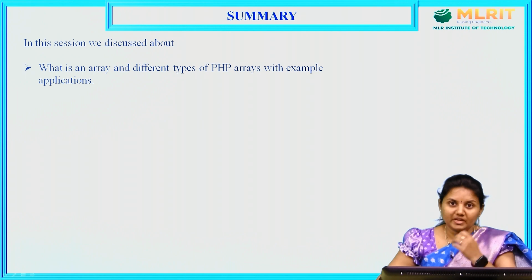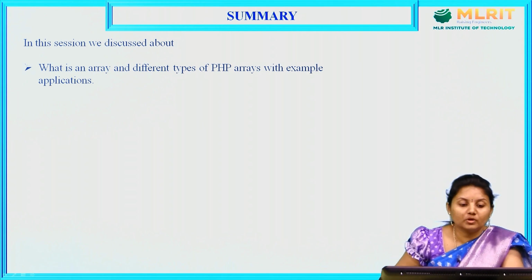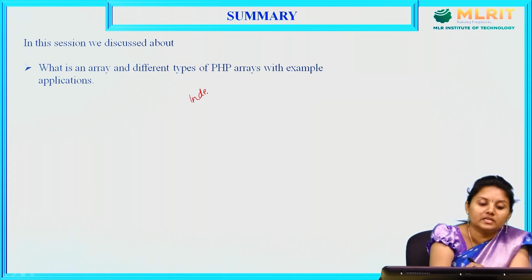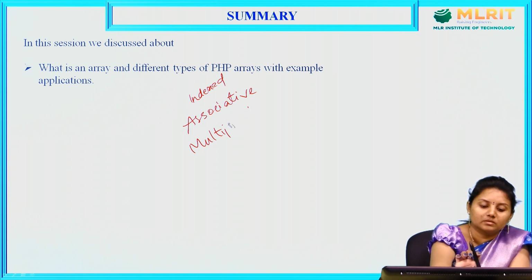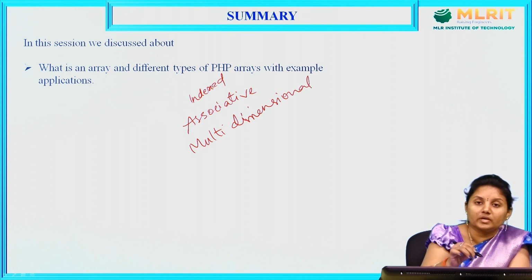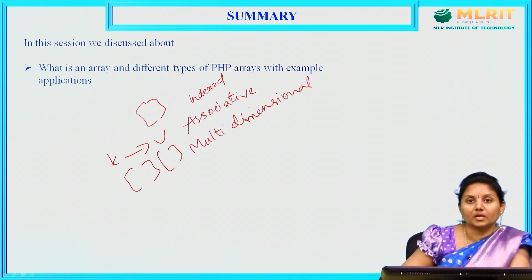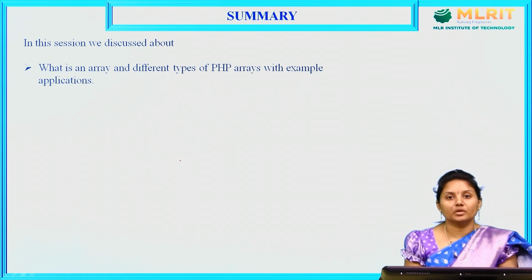In this session, we have discussed what an array is and what the different types of arrays are. We discussed indexed arrays, associative arrays, and multi-dimensional arrays. So these are the indexes, these are the key-value pairs, and these are multi-dimensional arrays. With the examples we have discussed, I hope you all understood. Thank you all.